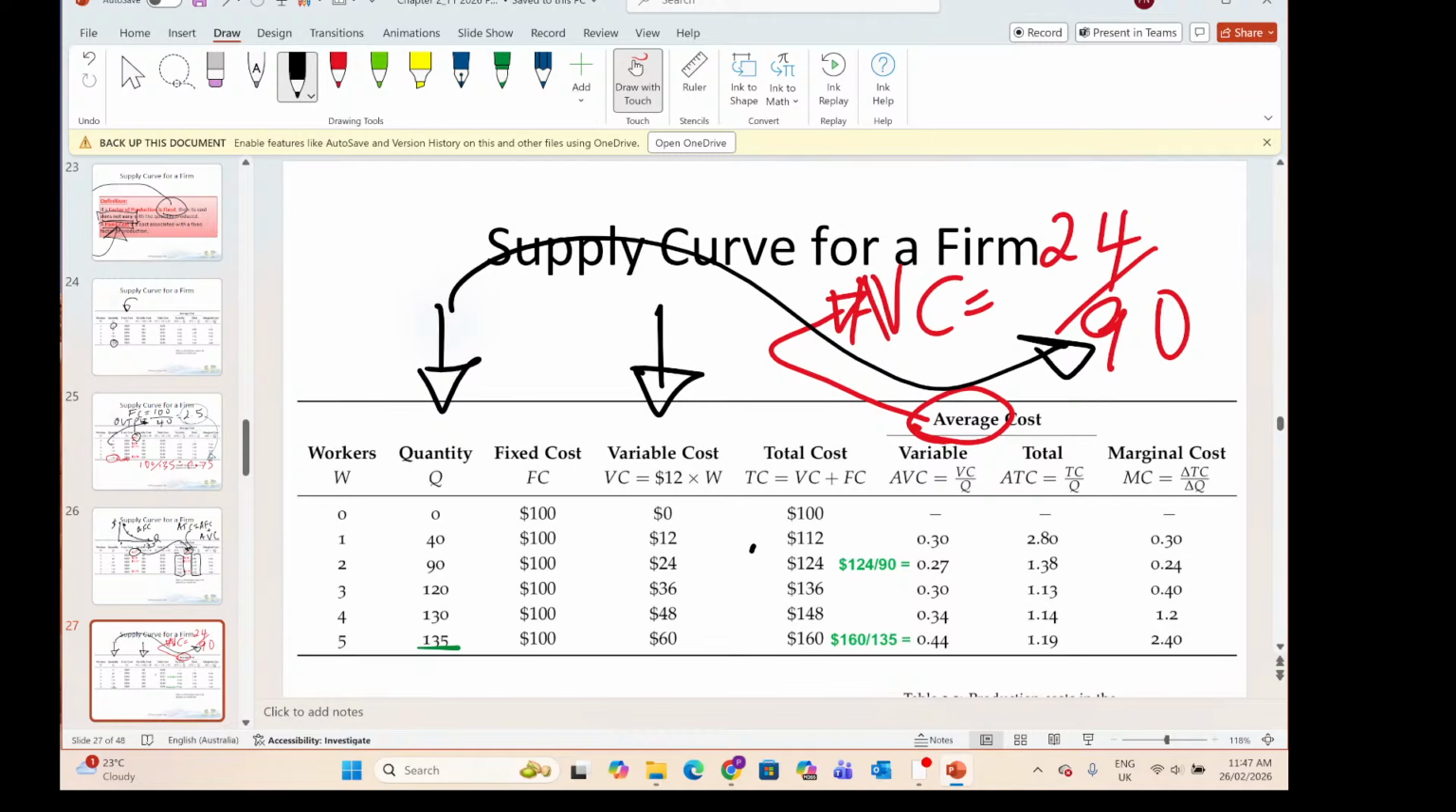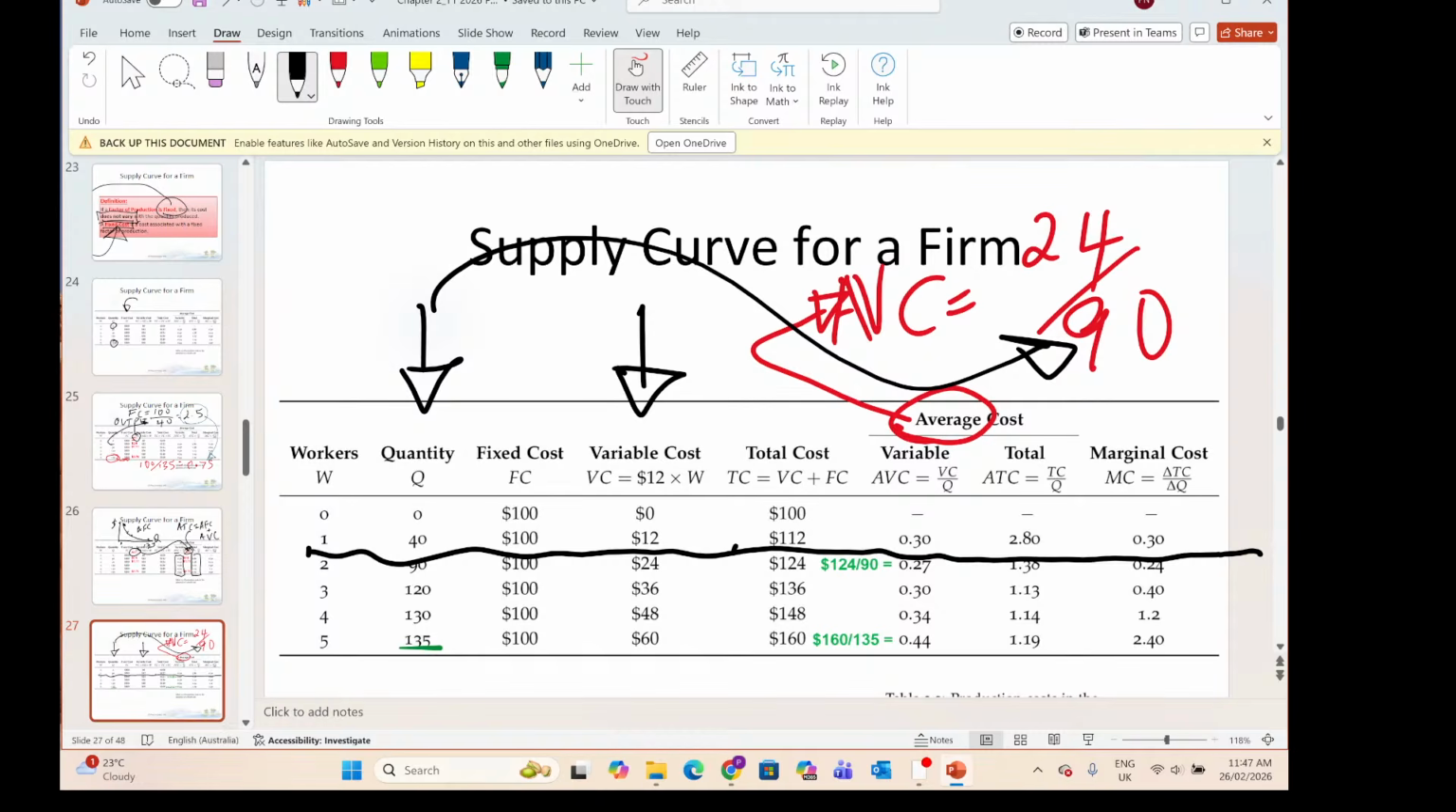And you'll remember then that we've just worked out our average variable cost across the first line. I'll just use the eraser and then we'll do it for the first line. So the average variable cost when we employ one worker, I've put a little one there, is $12 for the worker over 40 goods. And that's where we get our 30 cents from.